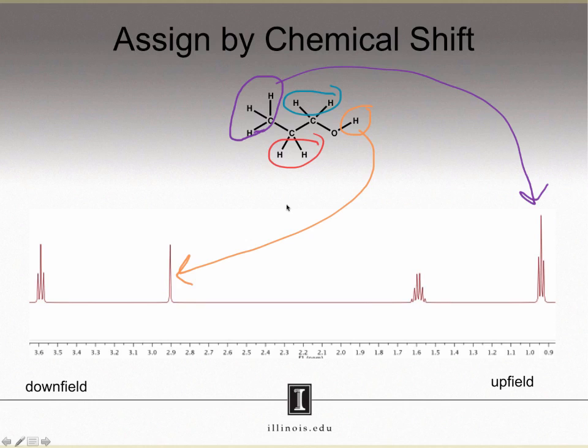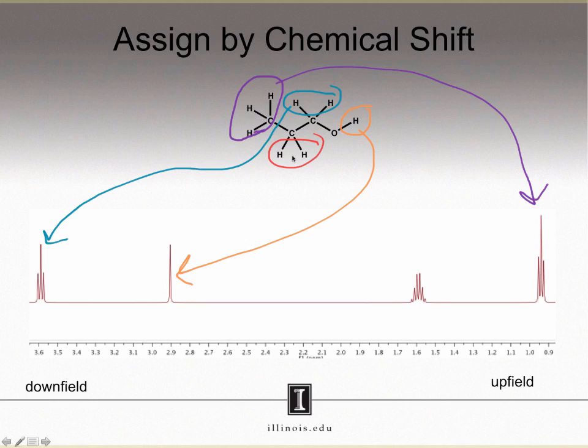Let's look at the blue protons. The blue protons are closer to the oxygen than the red protons are. That means the blue protons should be less shielded than the red protons. If the blue protons are less shielded, they should appear further downfield. Which of these two unassigned signals is further downfield? The one on the left. Therefore, this signal should correspond to the blue protons.